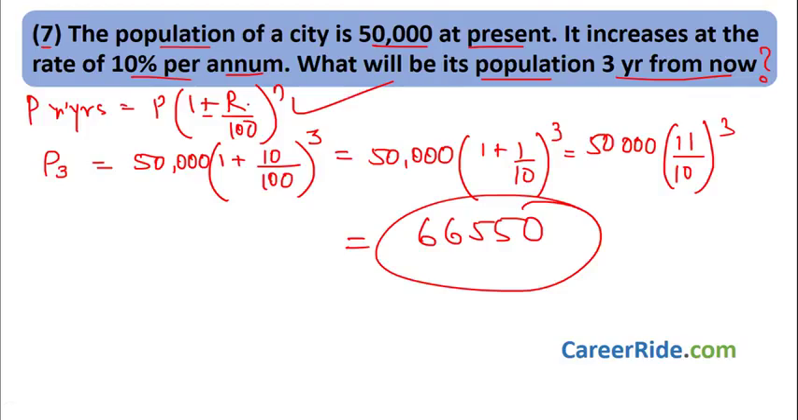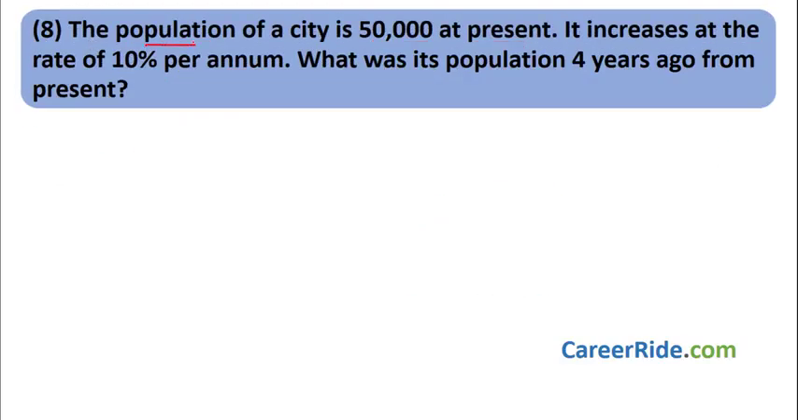Now moving on, the population of a city is 50,000 at present. It increases at the rate of 10% per annum. What was its population 4 years ago from present? Now we have a problem. In the previous question we saw how to calculate the population 3 years from now, in the future. But now we do not want the future, we want the population in the past. So how to go about calculating this?